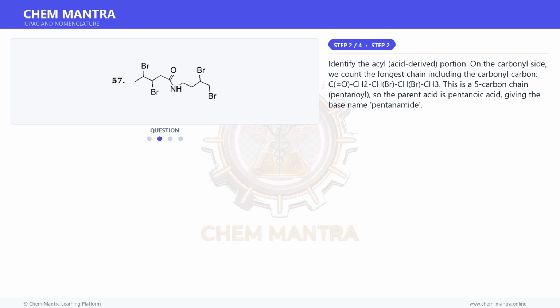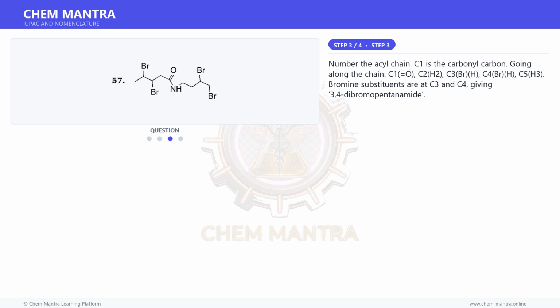Identify the acyl, acid-derived, portion. On the carbonyl side, we count the longest chain including the carbonyl carbon: C=O, CH2, CHBr, CHBr, CH3. This is a 5-carbon chain, pentane, so the parent acid is pentanoic acid, giving the base name pentanamide. Moving on to the next step.